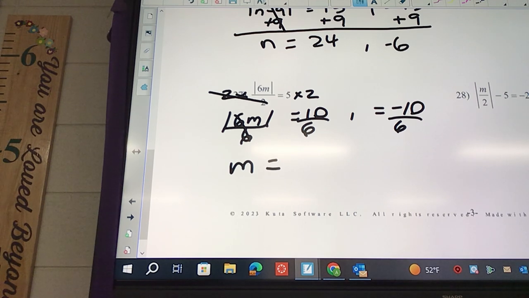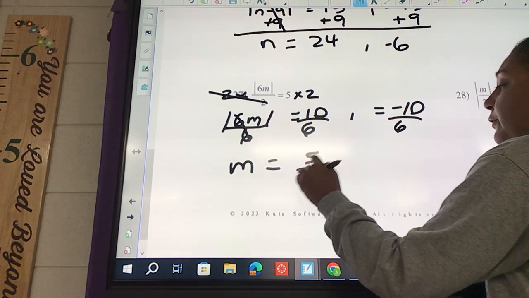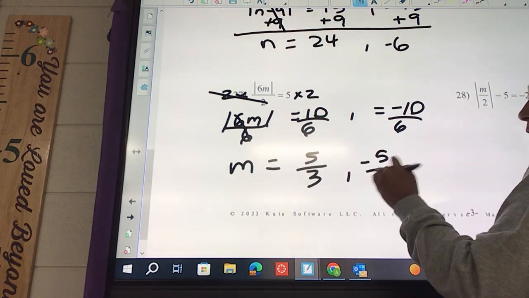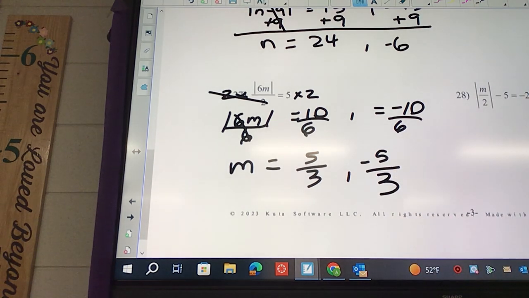Okay, and so if you just type in 10 divided by 6, when you hit equals on your calculator, it automatically simplifies it for you. Okay, so we're gonna have 5/3 and -5/3. If you write me down a decimal, even if the decimal digits are right, I am not taking it, I'm gonna mark it wrong. Okay, we're not using decimals.